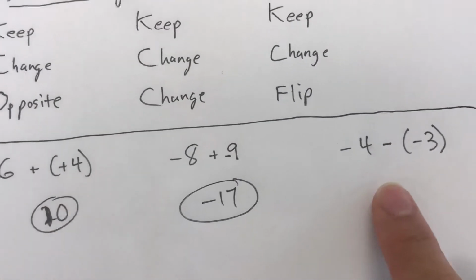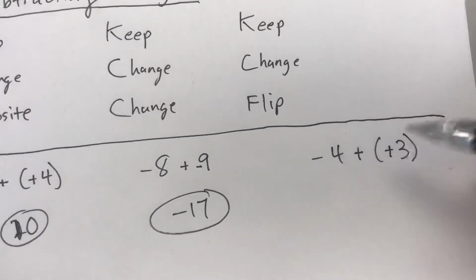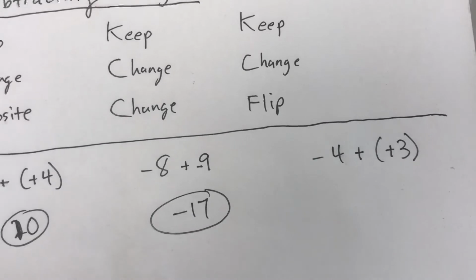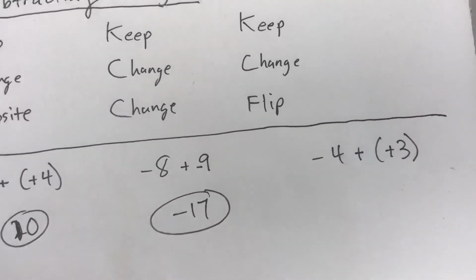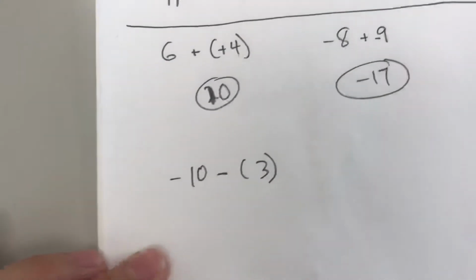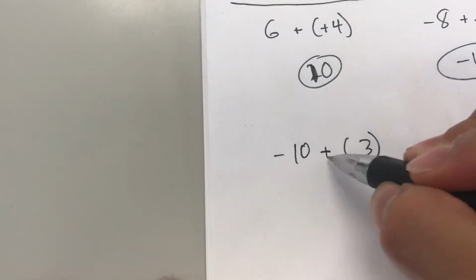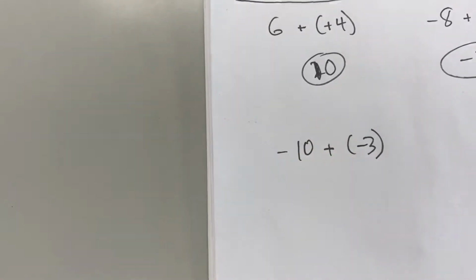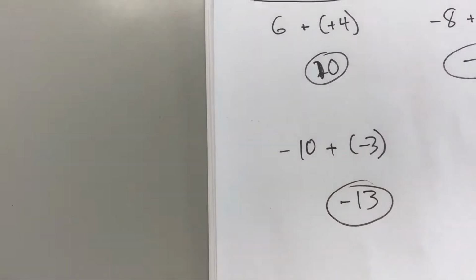And over here, -4 minus -3, keep, change, flip, or keep, change, opposite. It's -4 plus 3. Again, the rules of addition of adding integers apply. Different signs subtract, take the sign of the higher number. To make it more exact, it's -1. Okay, and here's one last example, -10 minus 3, keep, change, flip. You have -10 plus -3, same signs, add and keep, so therefore it's going to be -13, okay?